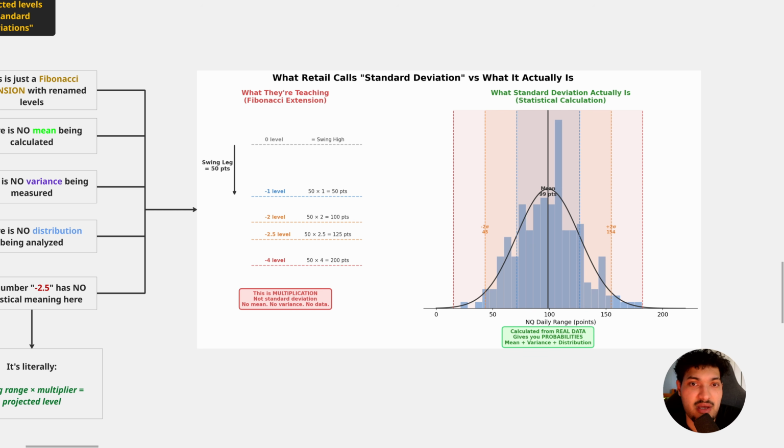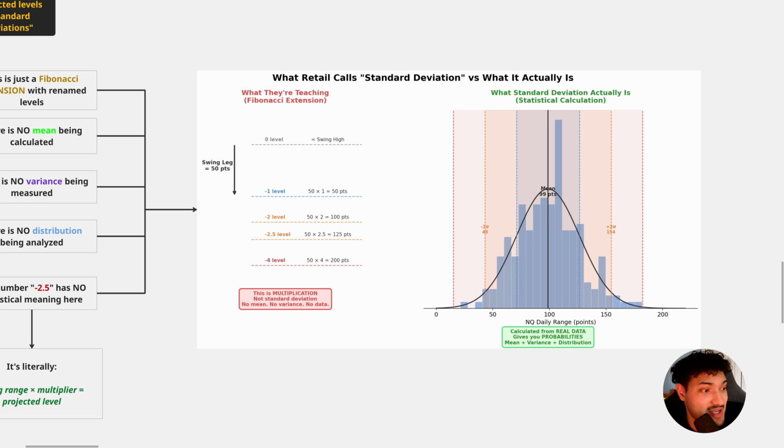Now, does the Fibonacci extension fake standard deviation method work sometimes? Yeah, of course. Fibonacci extensions do work, and we know they've always worked, and projecting swing legs, swing multiples, gives you levels that price does react to. It absolutely can do that. But I'm not saying it's useless. What I'm saying, though, is calling it standard deviation is completely wrong.